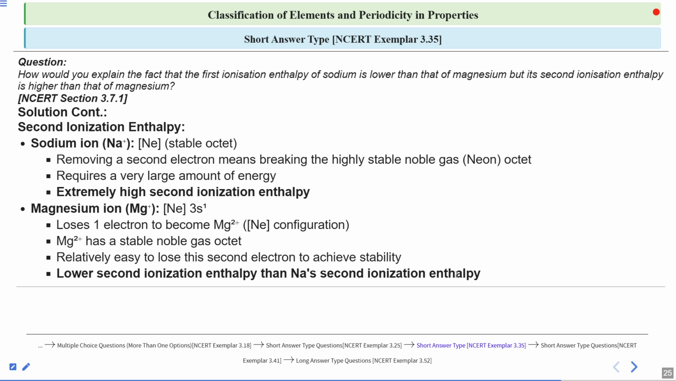So both the cases. In the first case, your sodium is having a lower energy because it is going to the stable oxidation state. In the second case, your magnesium is having a lower potential, or you would say the ionization enthalpy, because it is going to the stable state. Got it? Now moving on to the next question.